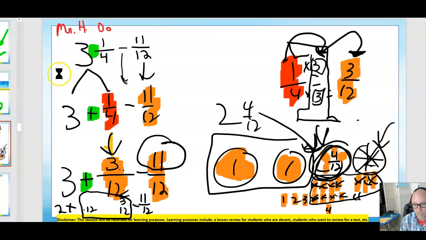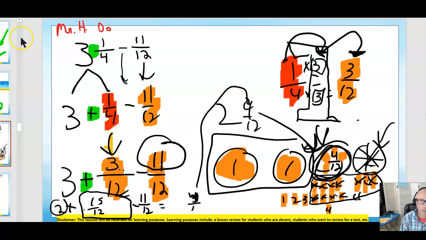What are we doing? We're combining the 12 twelfths and the 3 twelfths, right? Isn't that what we were doing? We're combining 12 twelfths, which is really one, and the 3 twelfths, which is 15 twelfths. Now we have 15 twelfths minus 11 twelfths. What's 15 minus 11? That's going to give you 4 twelfths. Remember, that's what we're looking for. So that's good that it's 4, not 3. 4 twelfths, and then we still have our 2, so 2 and 4 twelfths.